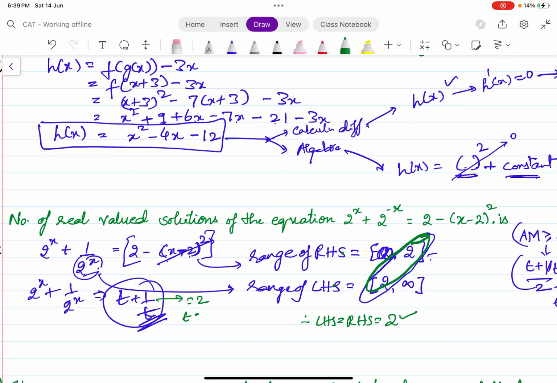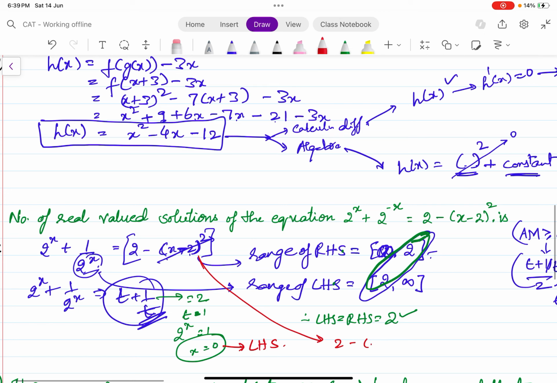It is clearly t equal to 1. So when I mean t, it means 2 power x is equal to 1, which means x is 0. x is 0 for LHS.